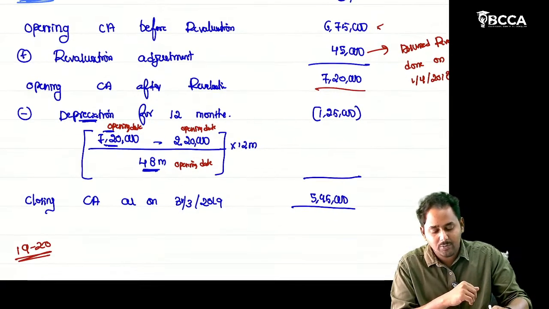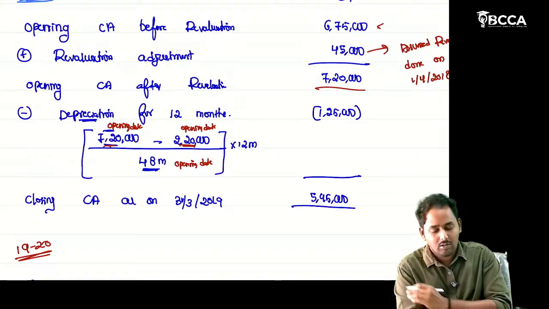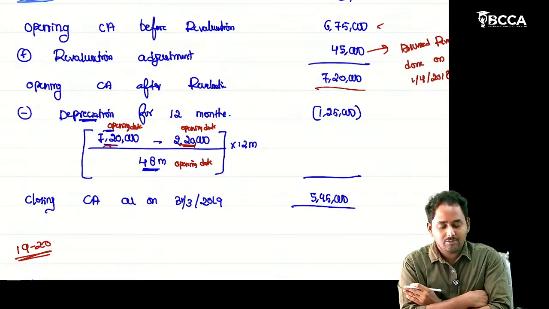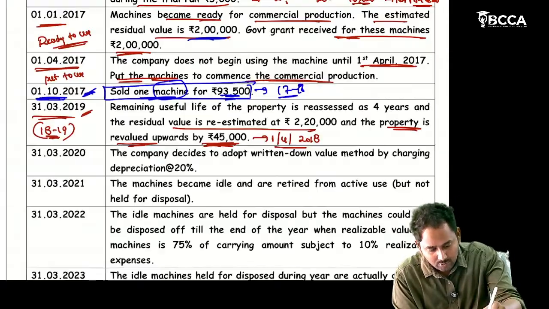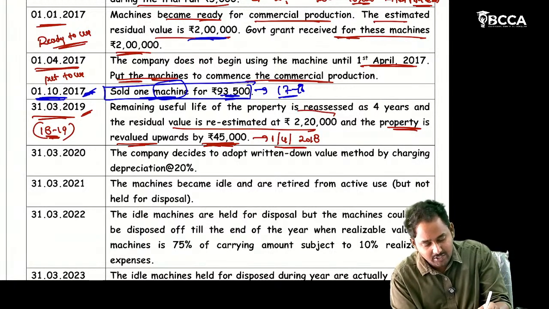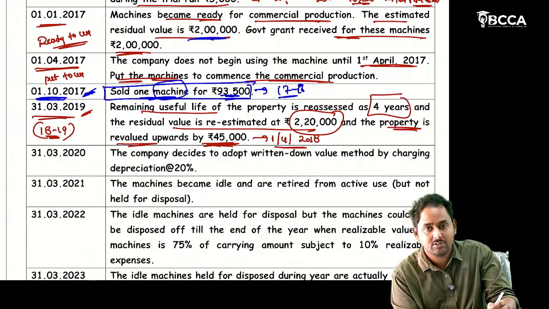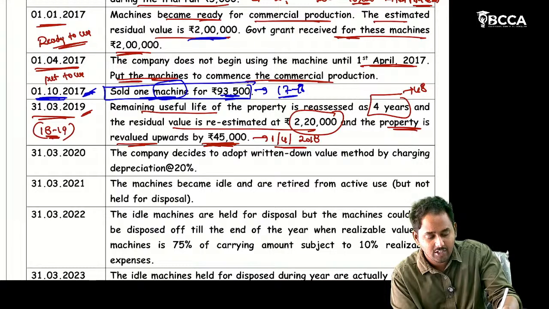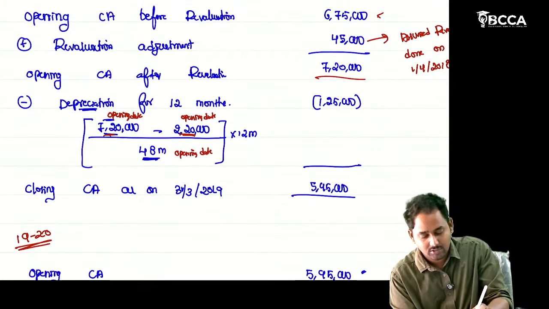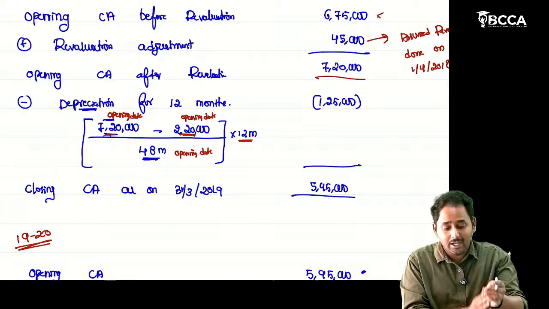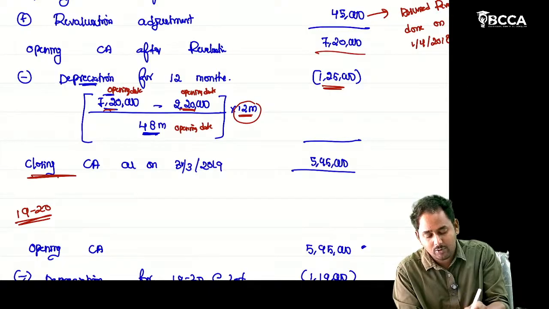So I need to provide the depreciation for 12 months. Opening carrying amount 7,20,000 minus the expected residual value. What is the expected residual value? The expected residual value is re-estimated at 2,20,000. Take 2,20,000. And the remaining expected useful life becomes 4 years. So 4 years means 48 months. So divided by 48 into 12 months, I got the depreciation per month. I need the depreciation for 12 months. So 1,25,000.